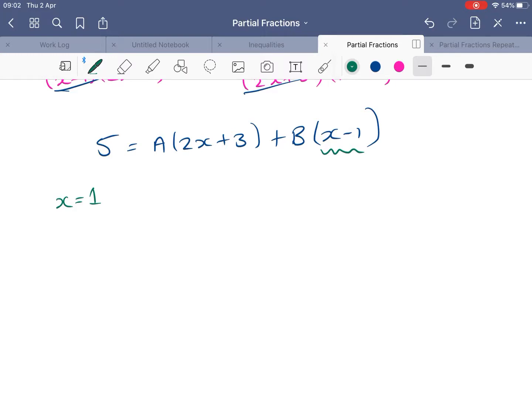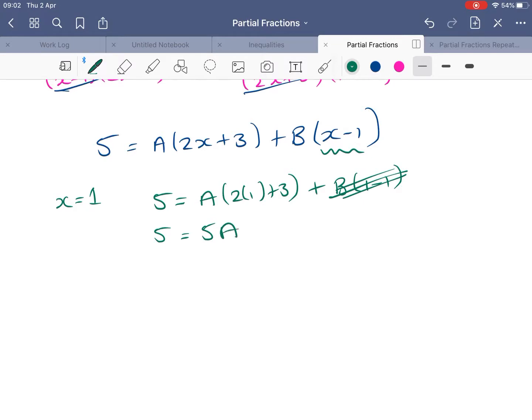So if I use the substitution of x equals 1, I get 5 is equal to a times (2 lots of 1 plus 3), plus b times (1 minus 1), and that disappears. So I've got 5 is equal to, well, 2 lots of 1 plus 3 is 5, so I've got 5 is equal to 5a, so a is equal to 1. Now these answers for a's and b's are not always whole numbers. Sometimes they are fractions. More often than not they are whole numbers, but you can't guarantee it. Sometimes they might be a half or a third, and occasionally they will be quite nasty fractions as well.